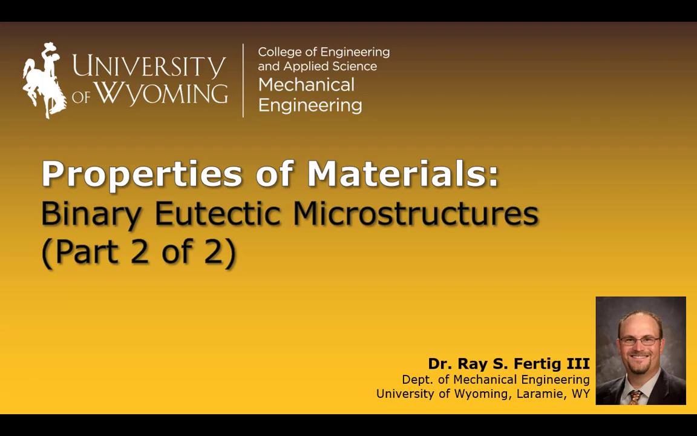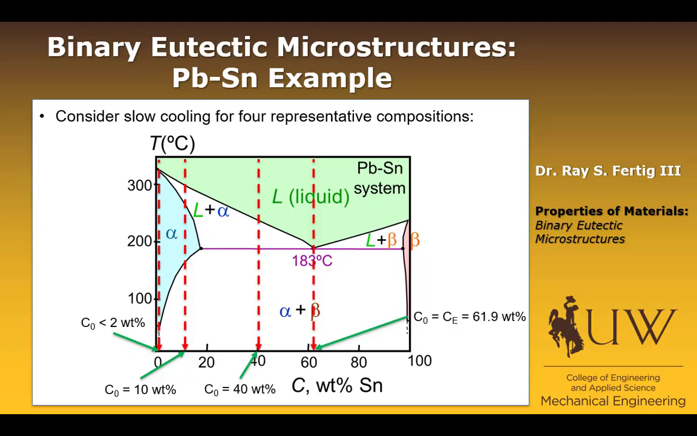Okay, this is the second of two parts of the discussion of binary eutectic microstructures. In particular, we were looking at an example problem with a lead tin system, and we'd already looked at the case where the initial system composition was less than 2 weight percent tin. We'd also looked at the case where the composition of the system was 10 weight percent. So we're not going to consider those any further.